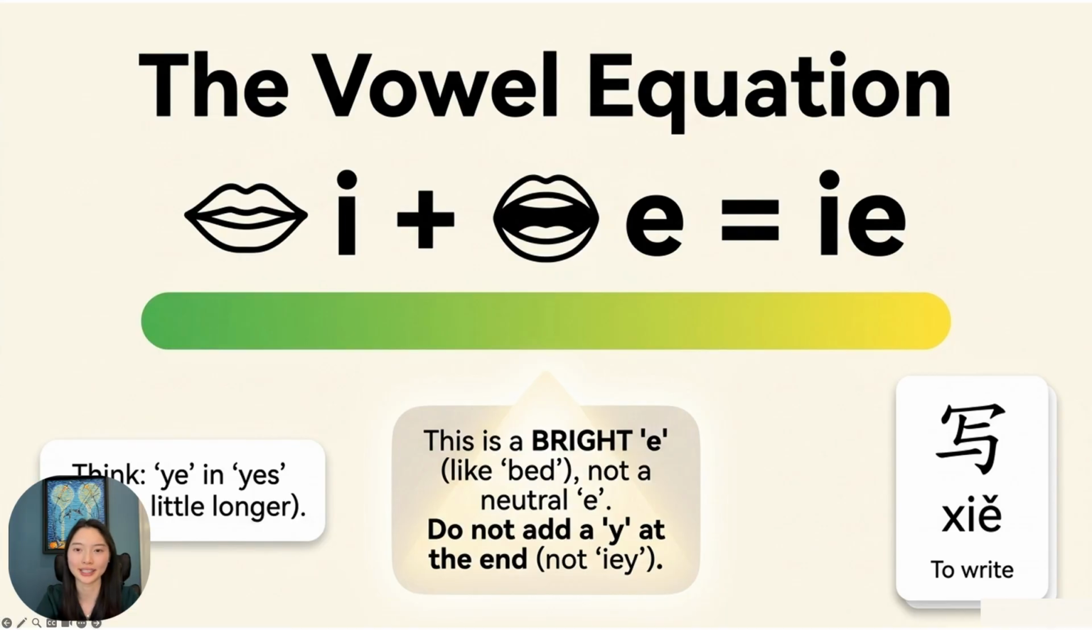This is ie. Think of the word yes, but hold ye a little longer. Ye. Start with i, lips spread, then glide into e. Ye. Pay attention. The e here in ye is not the same neutral e we have seen before. It's brighter and more open, closer to the e in bed. Here's an example. 写 xiě.